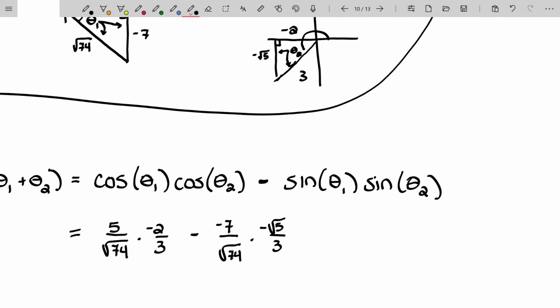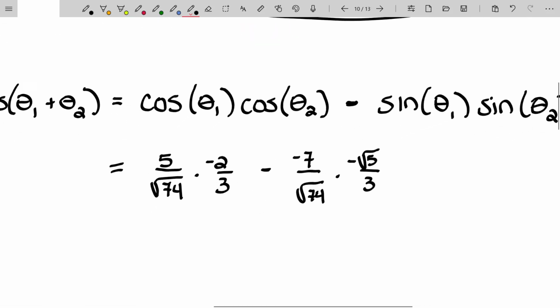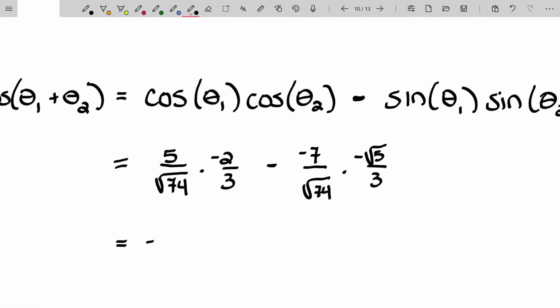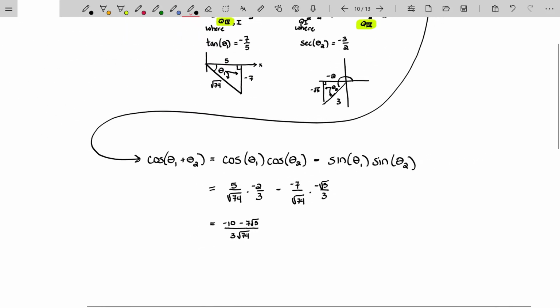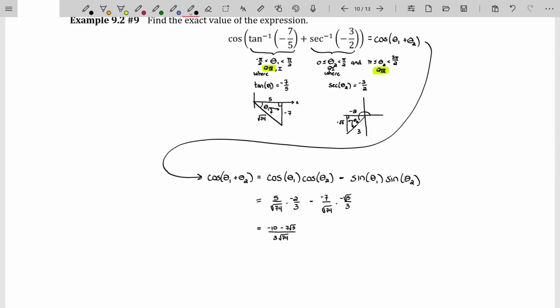And now notice they have the same denominators. You can just add them up nice and cleanly. You have a negative 10. Let's see, 3 negatives multiplying is a negative. So minus 7 root 5 all over 3 root 74. And I wouldn't bother really cleaning that up. 35, 36, 37. Yeah, I wouldn't bother cleaning that up. I think that is a well-written answer for the cosine of theta 1 plus theta 2. Or in other words, that is actually the cosine of the tangent inverse of a negative 7/5 plus the secant inverse of a negative 3/2.